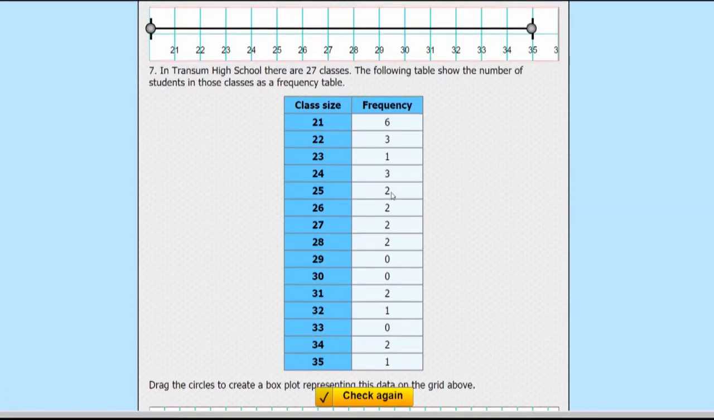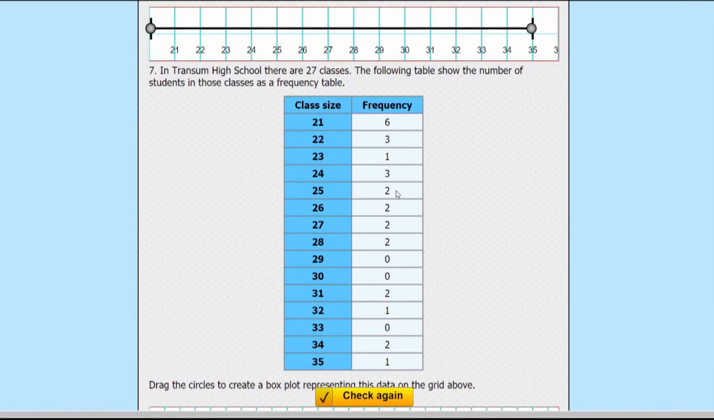So the median must be 25. Because if all of those classes were lined up in order, that's where the 14th one would be. And we did that by doing the cumulative frequency as we went down the table. So we have split the data into 2 now. We've got 25 right in the middle. And that was the 14th. So there are 13 classes to the left and 13 classes to the right.